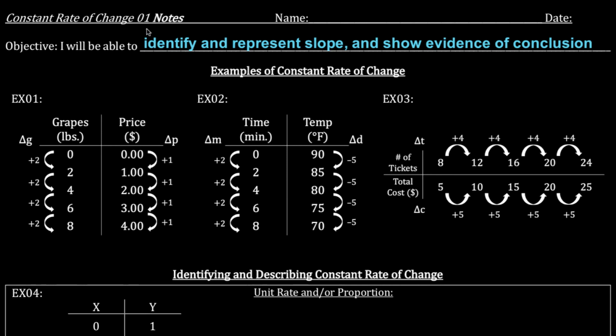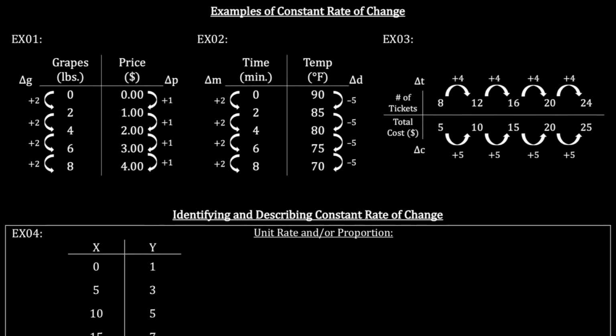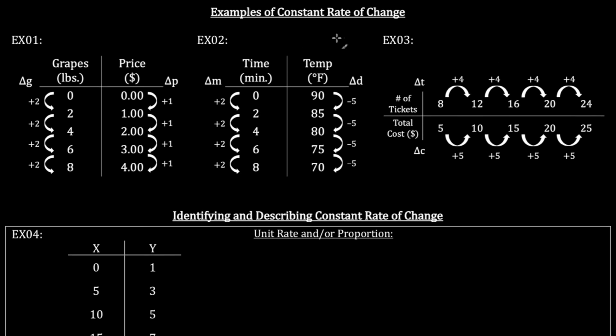All right, so in this lesson, we are going to identify and represent slope. Then we're going to show evidence that we have identified it successfully. So before we start talking about slope or constant rate of change, and actually in this lesson, I'm going to refer to it as constant rate of change. So before we start talking about constant rate of change, I should show you a few examples.